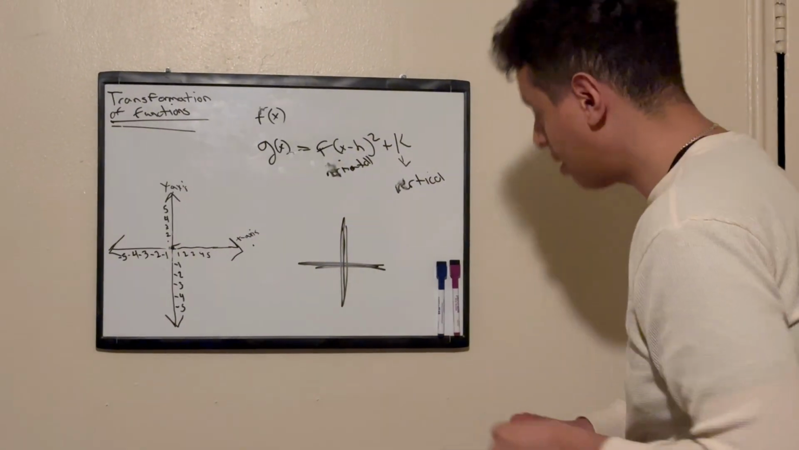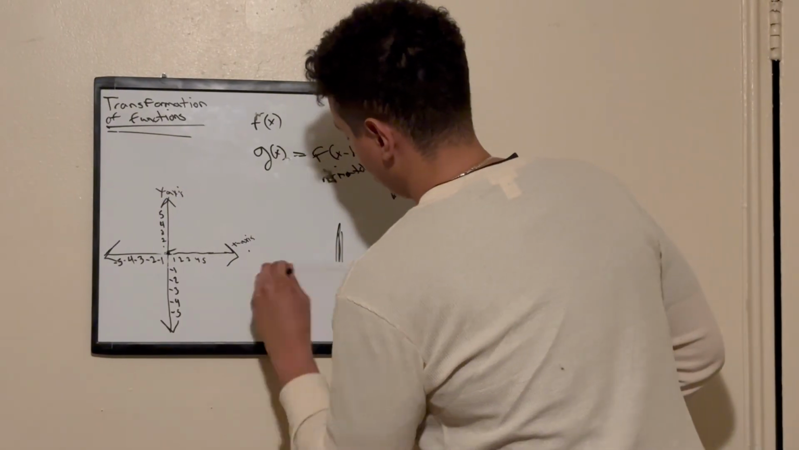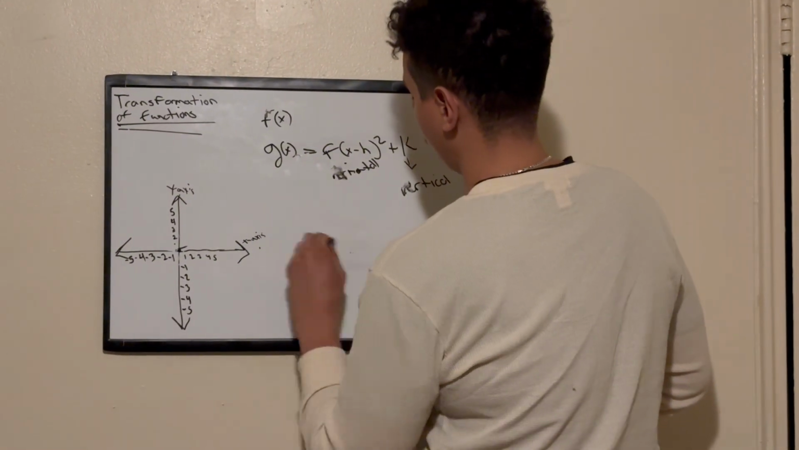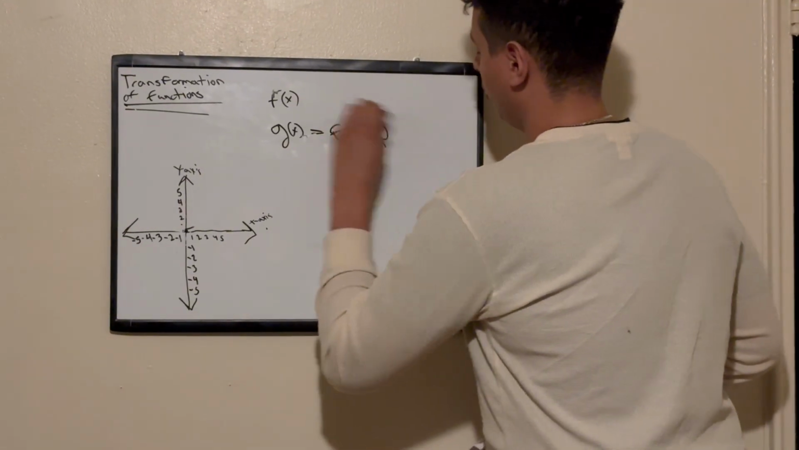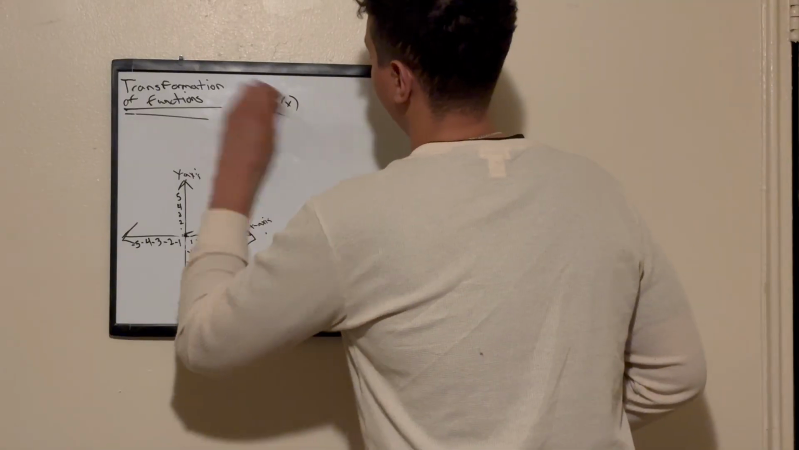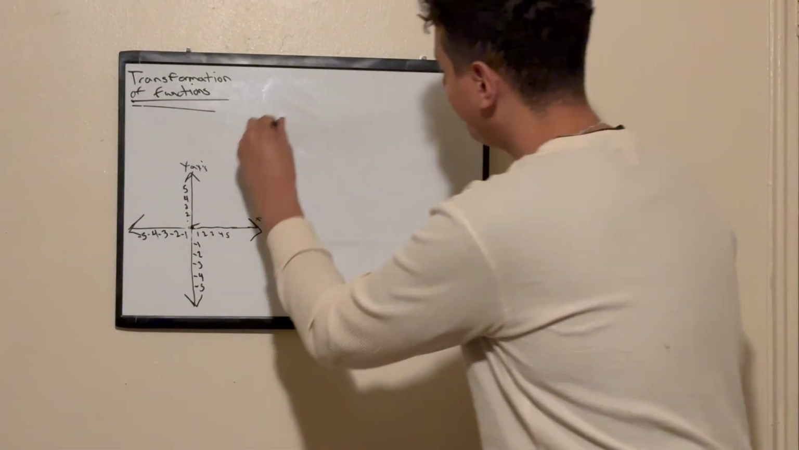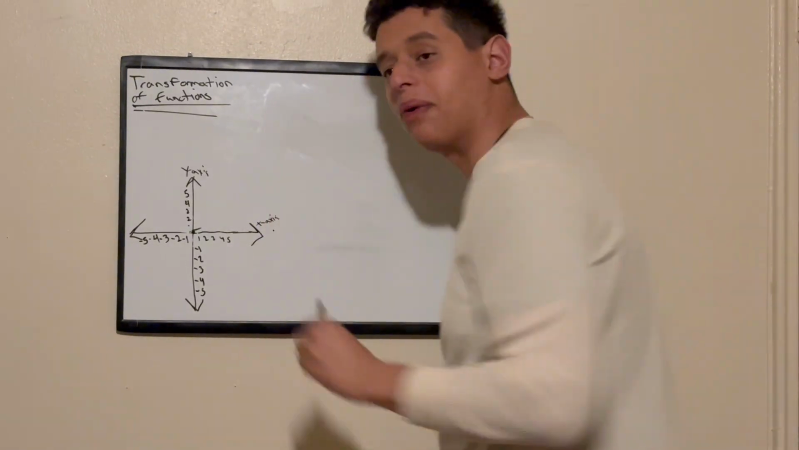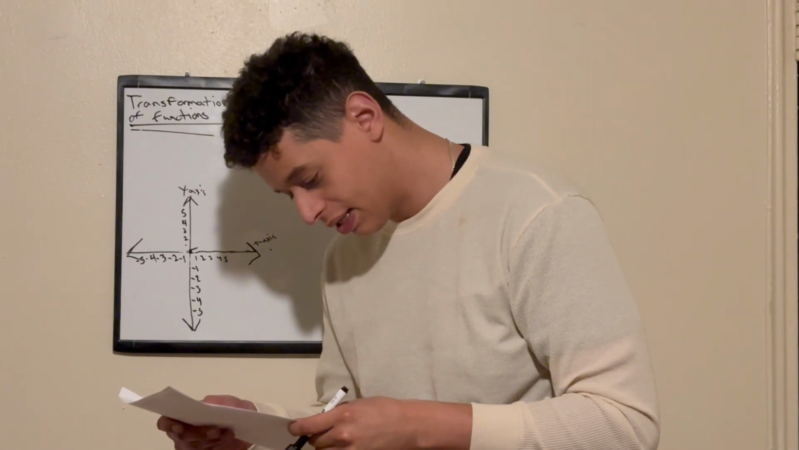Now let's input some numbers here so that we can see what it does to the transformation of functions. I see why this is 10 minutes due to all the erasing. Apologies, brand new whiteboard available at Walmart. Okay, let me see, I have the function right here.